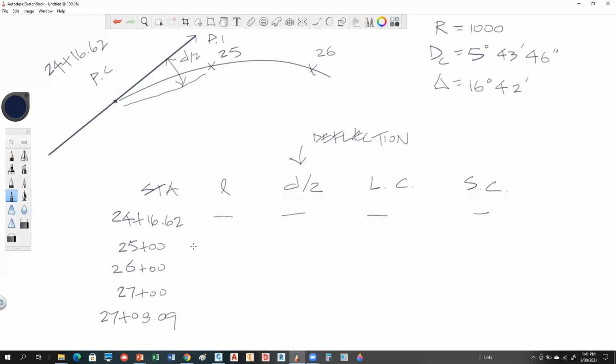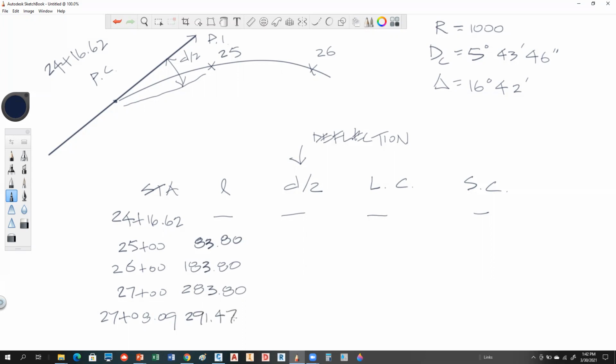Get 8380? Is that what you guys got? Yep. So the distance from 24 to 26 is going to be 183.80. And then from 24 to 27, 283.80. And then ultimately, this distance is going to be what we calculated for L, which should be 291.47. You guys get that?